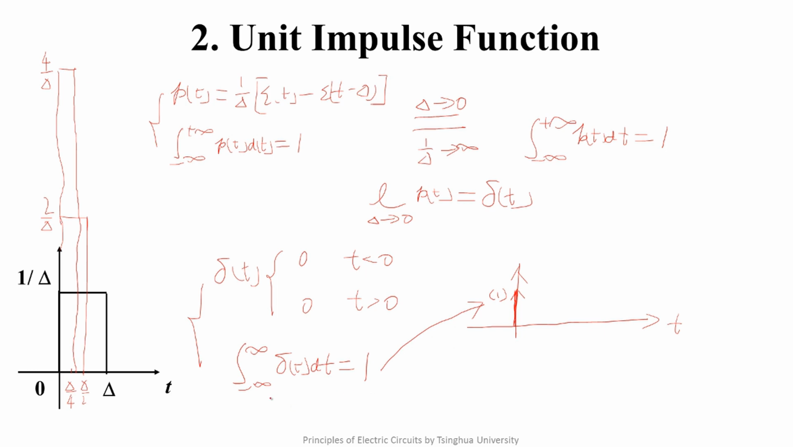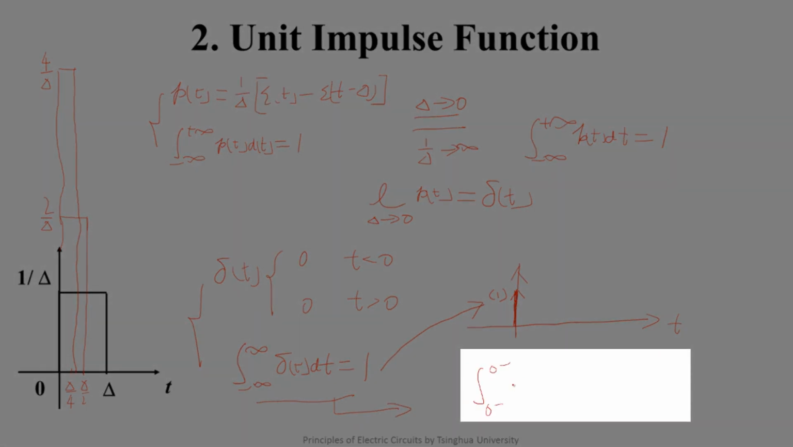Besides, there's another discussion on this integral. Because delta t doesn't equal 0 only when t equals 0, it can also be written as the integral of delta t from 0 minus to 0 plus is 1.